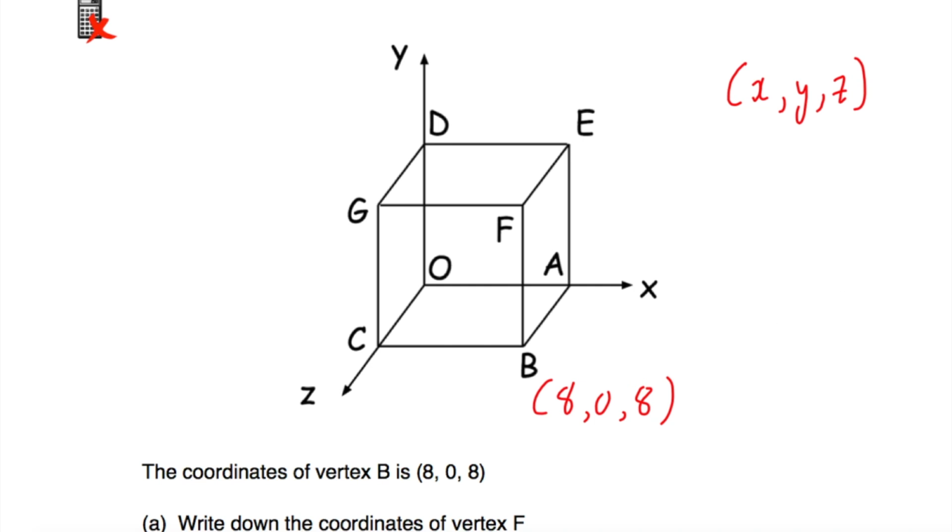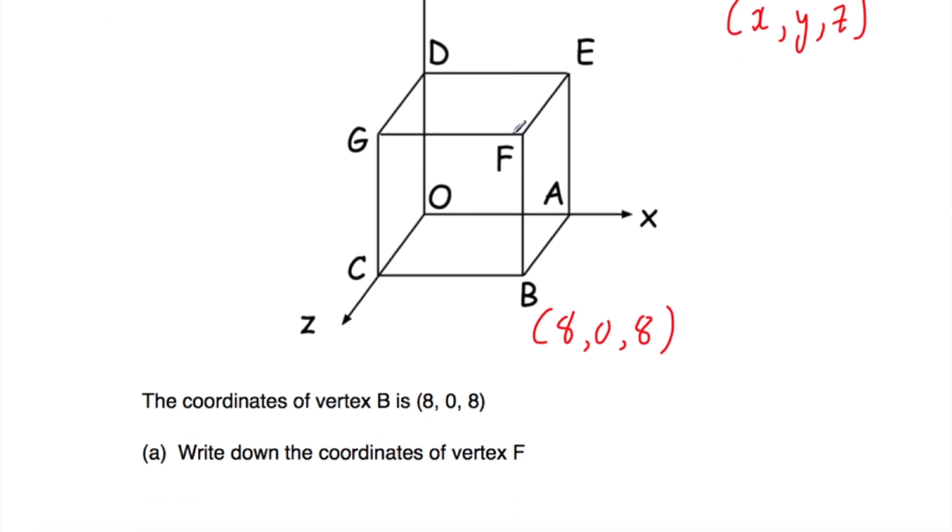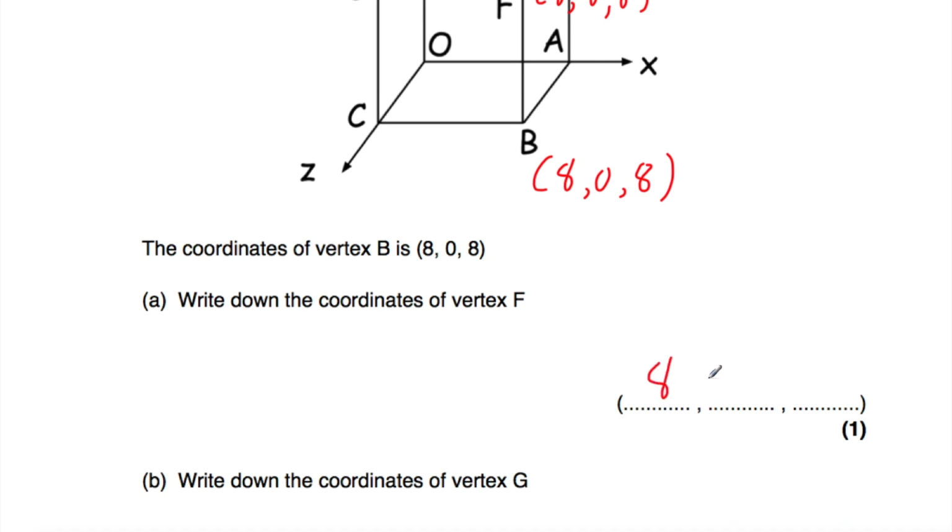And then part A says write down the coordinates of vertex F, so this point here. We'll be going 8 in the x-axis direction, 8 in the y-axis direction, and then 8 forward in the z-axis direction. So it's going to be 8, 8, 8. That's the coordinates of the point F.